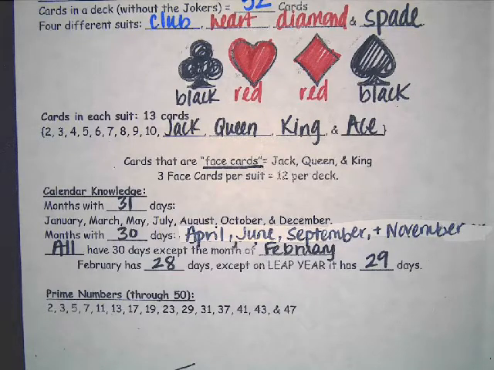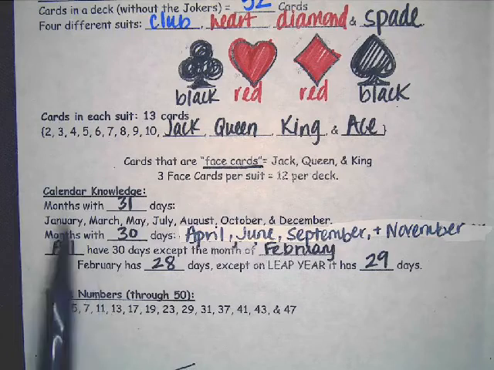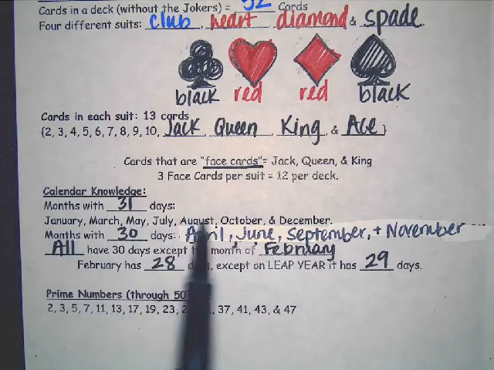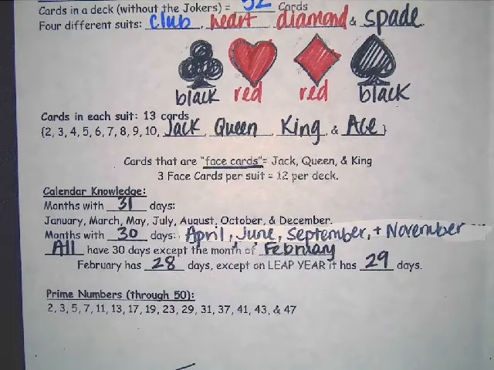Whereas how many have 31 days, that's only going to be 1, 2, 3, 4, 5, 6, 7 of the months have 31 days. Now, the next thing that's a little tricky is what are the prime numbers through 50? Looking at the prime numbers through 50, we have 2, 3, 5, 7, 11, 13, 17, 19, 23, 29, 31, 37, 41, and 43. These are all the numbers only through the number 50.